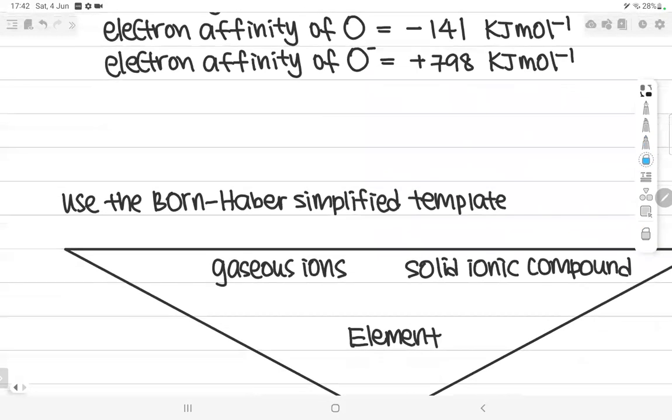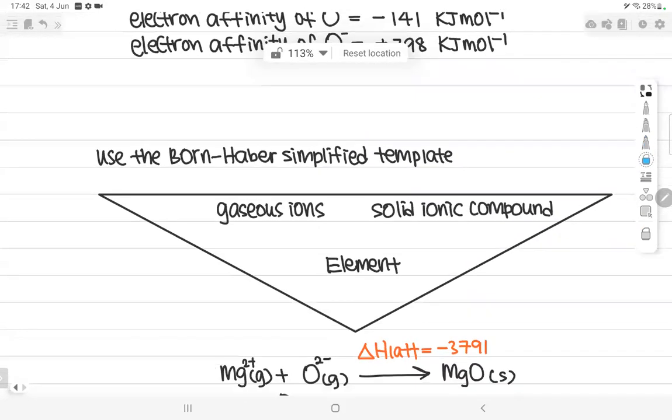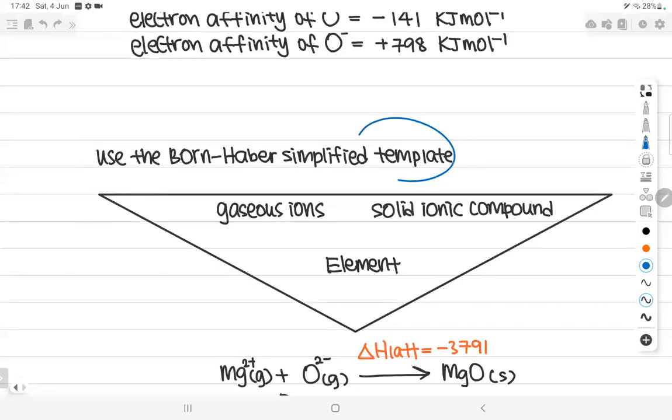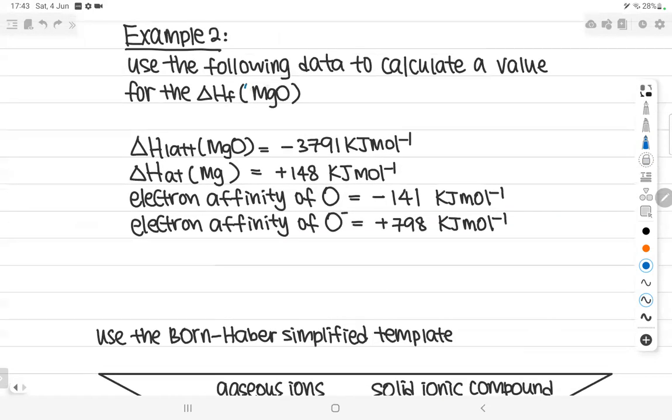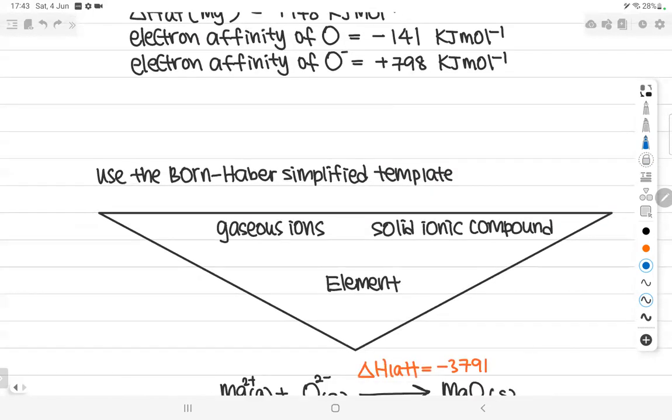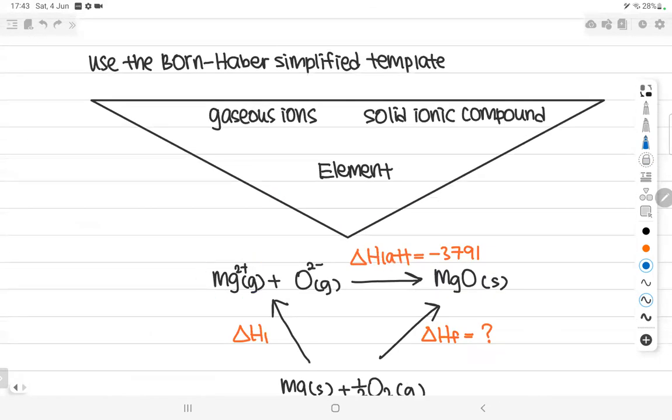When I decide to use the Born-Haber cycle, I always need to fill up this template before I begin any calculation. So let's fill in the template. What are the gas ions I need here? I want magnesium oxide, so the gas ions are magnesium and oxygen. Magnesium 2 plus, gas ion. Oxygen 2 minus, gas ion.